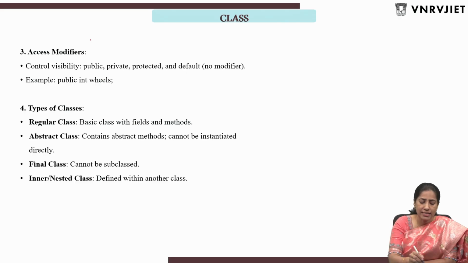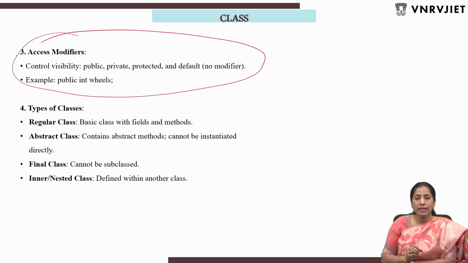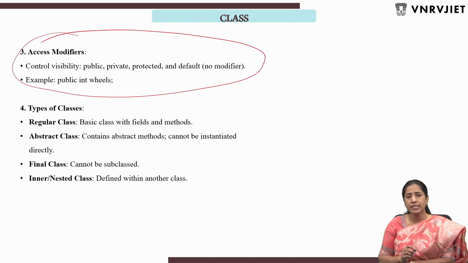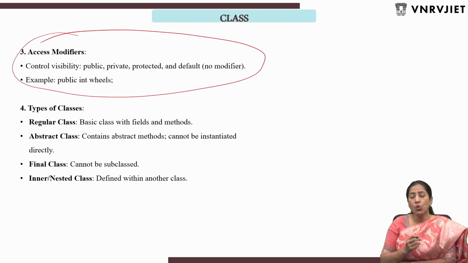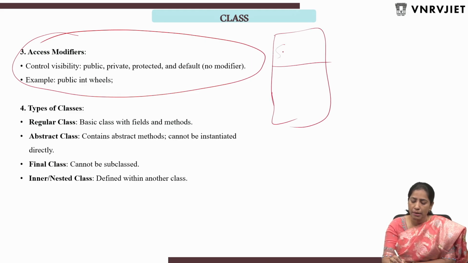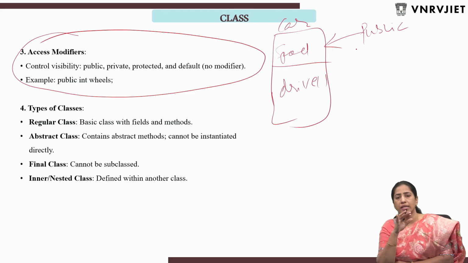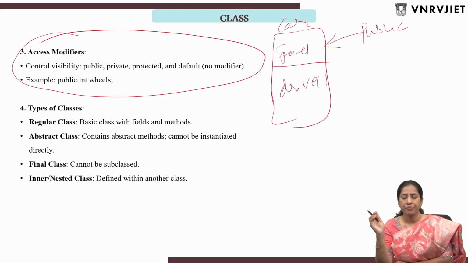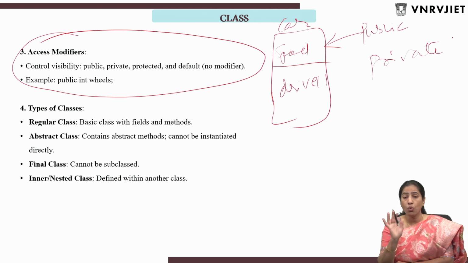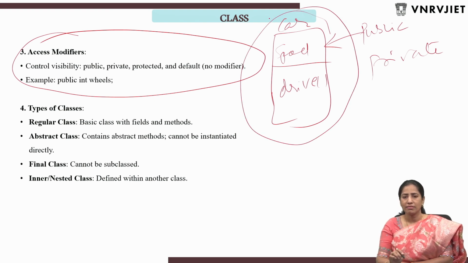Then what else do we have? Access modifiers. What are access modifiers? Access modifiers indicate who can see, who can access the members and member functions of a class. What are members? Speed is a member, drive is a member function of a car class. So who can access this? If you give the public specifier to this car class, then any part of the system can access this. If you give private, then only this class can access the properties.